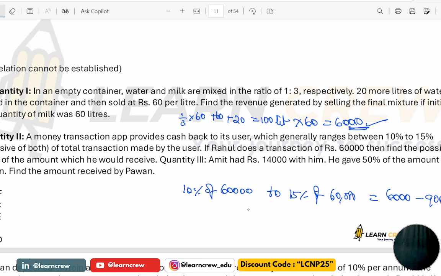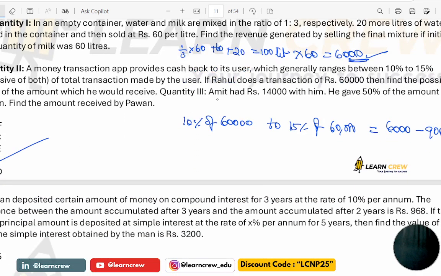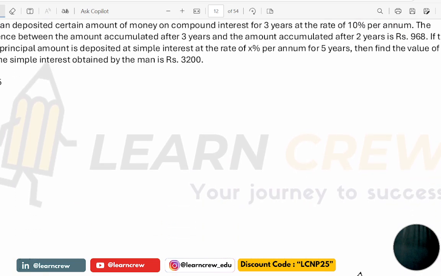So the first value is less than or equal to? Only one option is satisfying. The first one, E, is only there in one option. That's the reason I will go with option 4. I need to check with the third quantity also, because 6,000 is less than 9,000. So the first is less than or equal to the second. So that is E. So the answer is option 4.